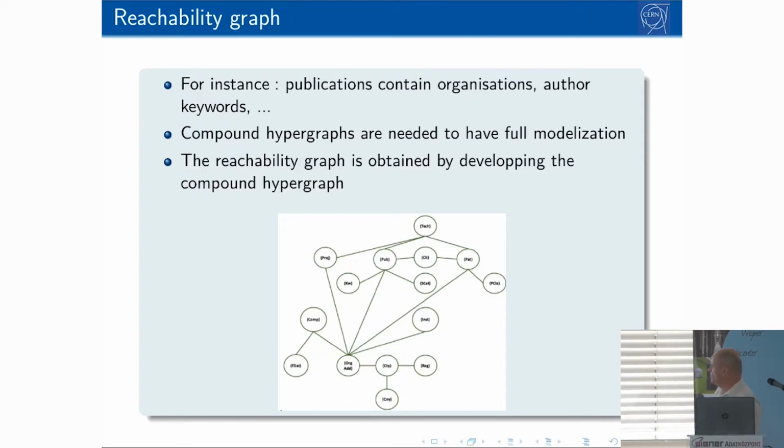Then we have to build the reachability graph, so what we can reach from one dimension to the other, so the dimensions that are cited in the same publication. So for instance, in a publication we will have organizations, but we will also have keywords. We will have countries, cities, and plenty of data that we can link to the publication, and so we can navigate in between the different dimensions. I will show you how we can do it.